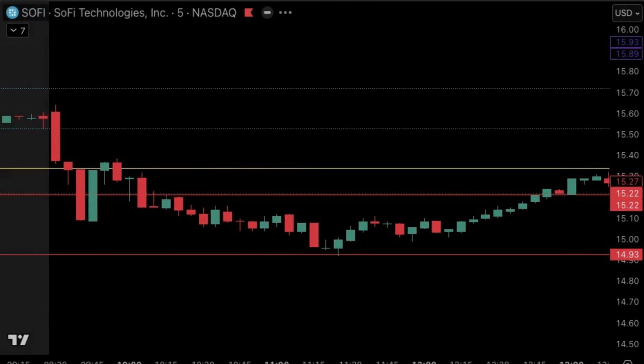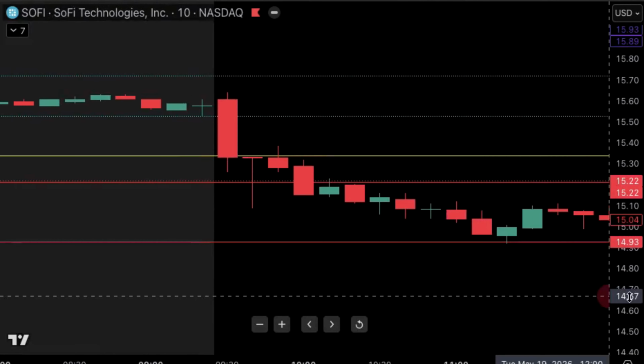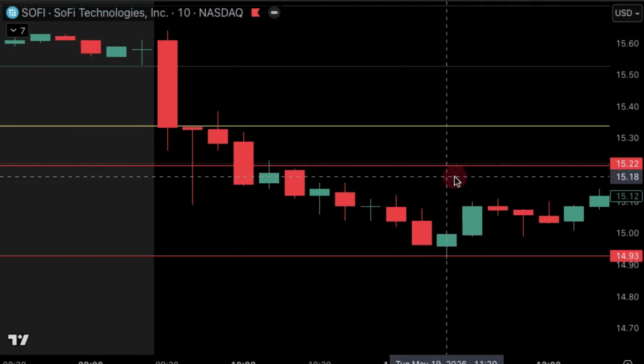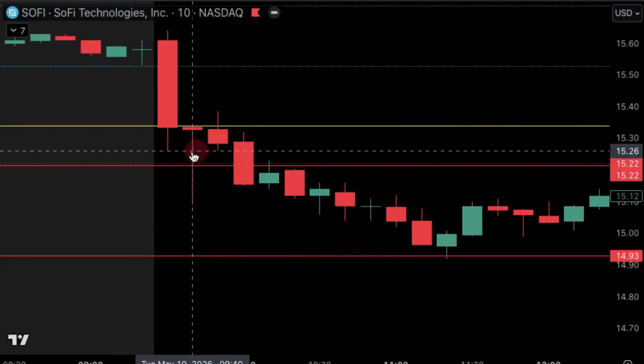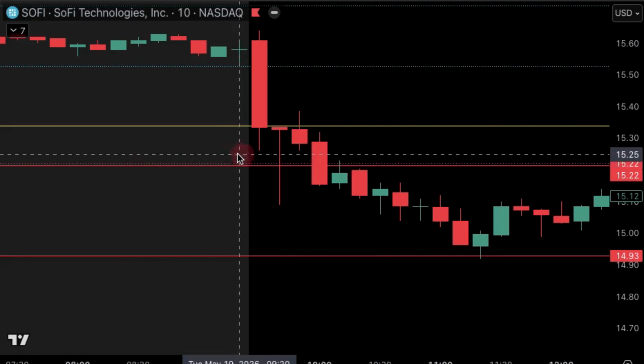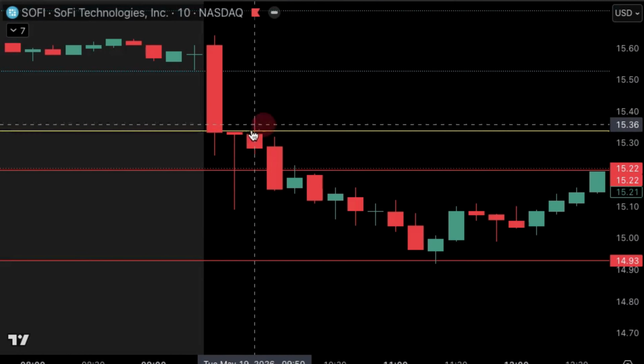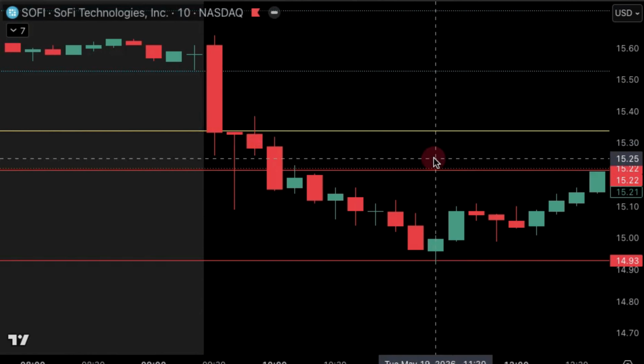I actually went to the 10-minute to see if it was any cleaner looking. And as you can see, we had a break and then a retest. This candle here made me a little nervous. This looks like we are wicking right off of that first consolidation low, so that made me a little nervous. However, look at this next candle, staying right underneath previous day low.